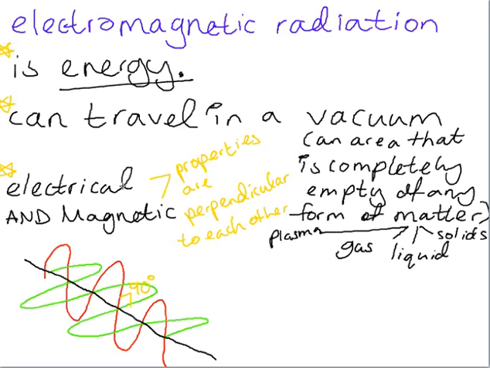It is electrical and magnetic at the same time, and its electrical and magnetic properties are perpendicular to each other. So the electromagnetic radiation kind of looks like this. It looks like a wave, and then for the electrical and magnetic, one of them is going this way and the other one is going this way. It's exactly perpendicular to each other, like 90 degrees. So that's how it kind of looks.